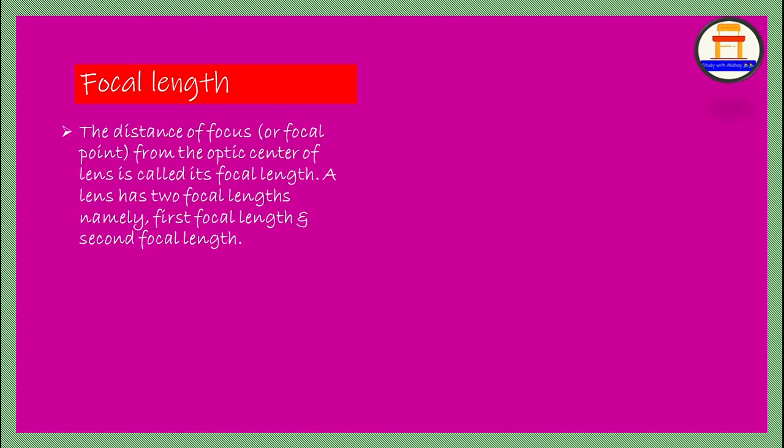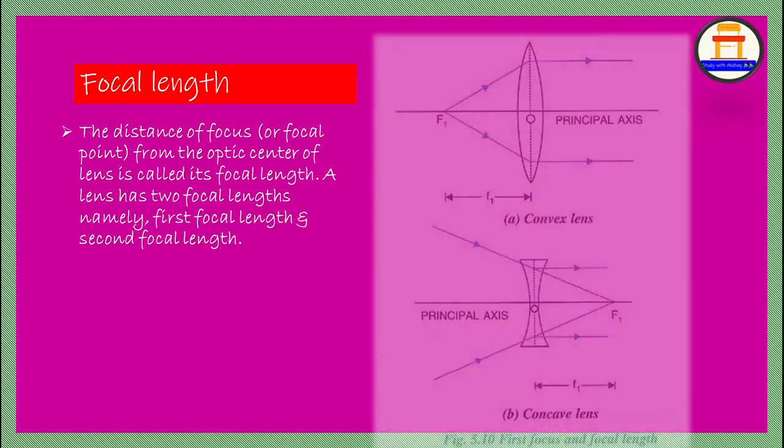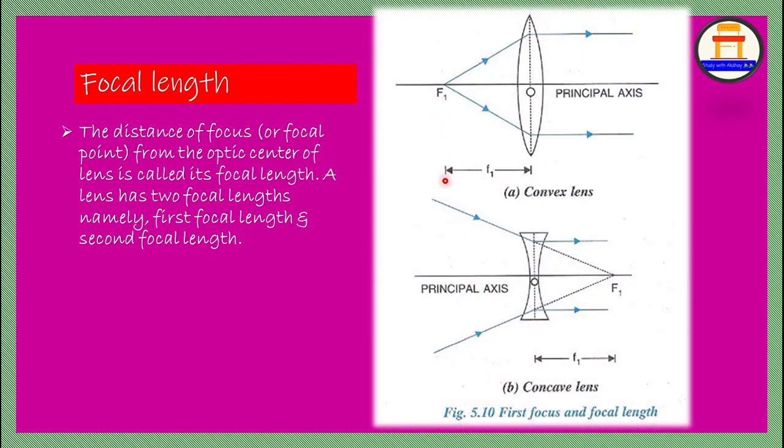Focal length. The distance of focus from the optic center of the lens is called the focal length. A lens has two focal lengths, namely the first focal length and the second focal length. Here is the diagram. So these f1 and f2 are known as the focal lengths, and the plane drawn vertically where it meets over here, these are called focal planes. This is the f1 plane. This side we will have one more, the f2 plane. That we will do while discussing the diagrams.